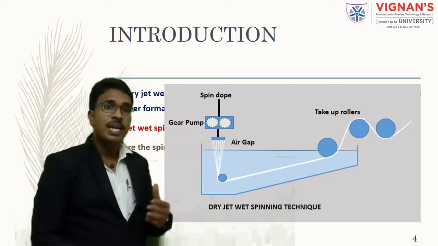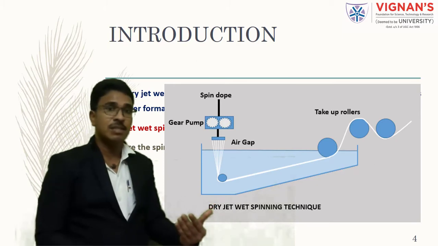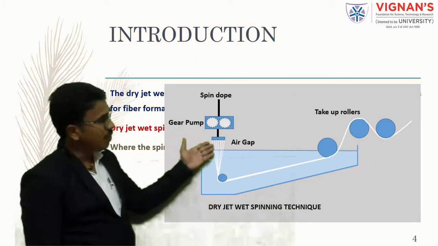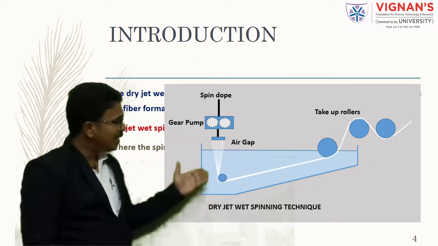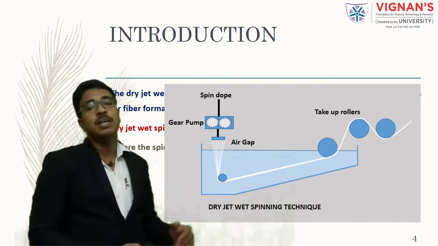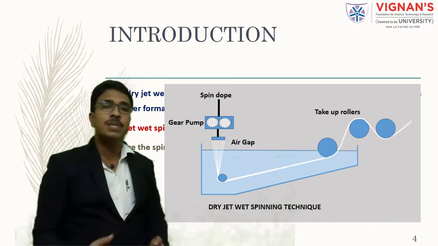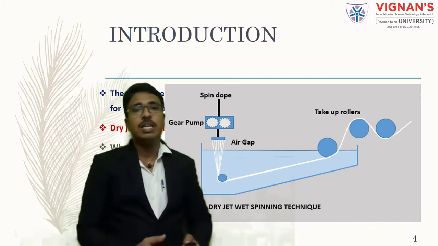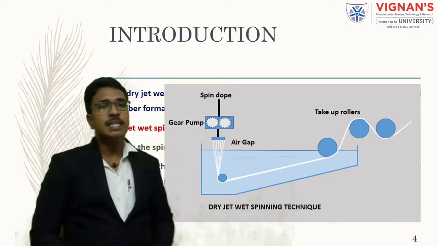That means where it is subjected to heated gases. So here some part of solvent removal is taking place, and when it comes to the coagulation bath, some part of the solvent which is there in the filaments is taken away. That has been removed. Understand?